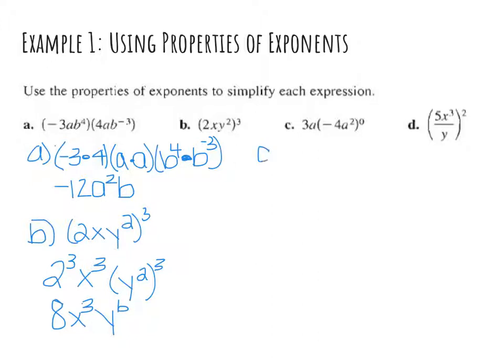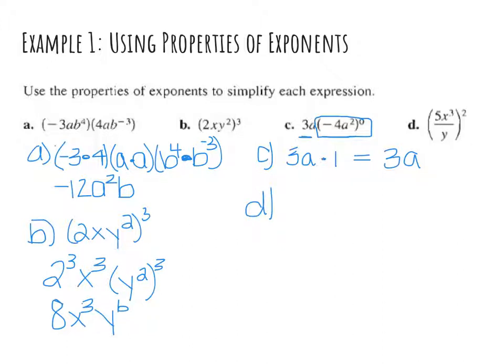Looking at example C, we see 3a times negative 4a squared, but that's being raised to the 0 power. And we know that anything raised to the 0 power is 1. So this will be 3a times 1, which is simply 3a.